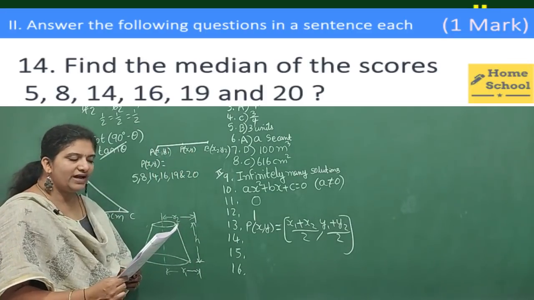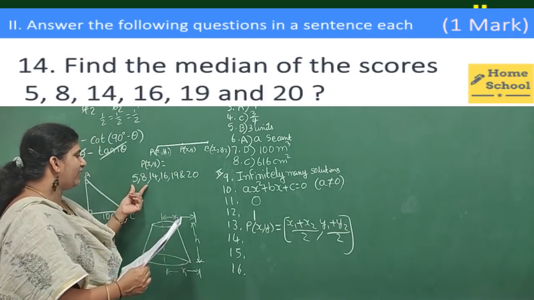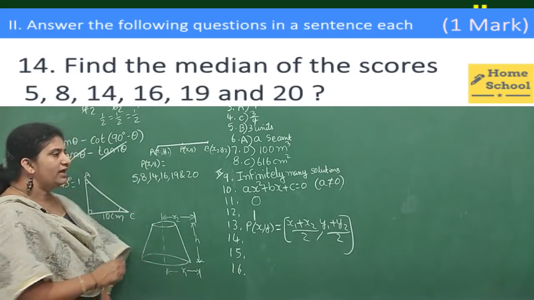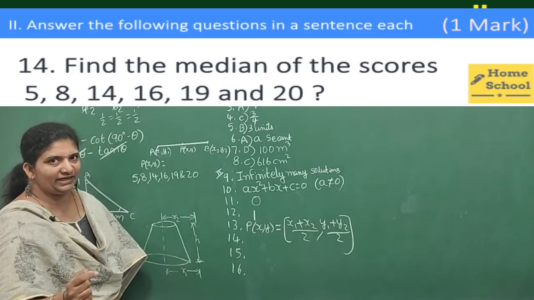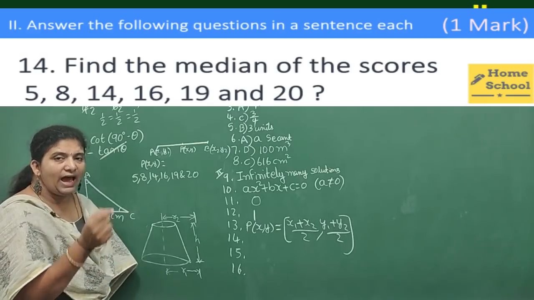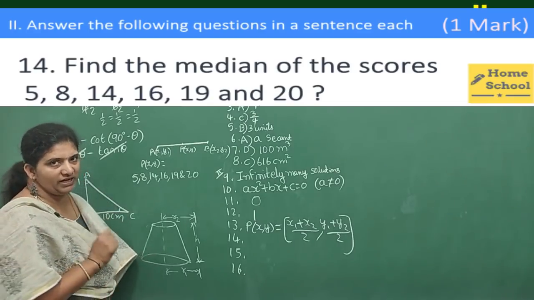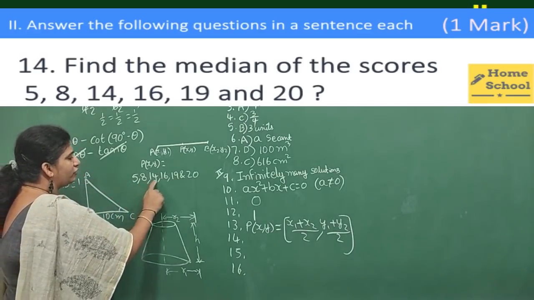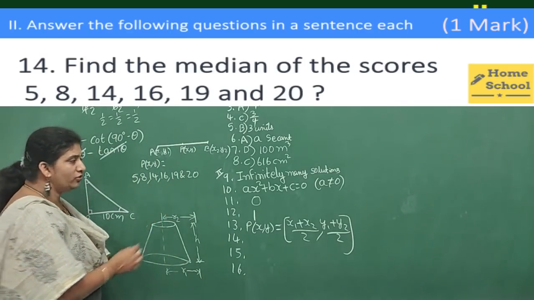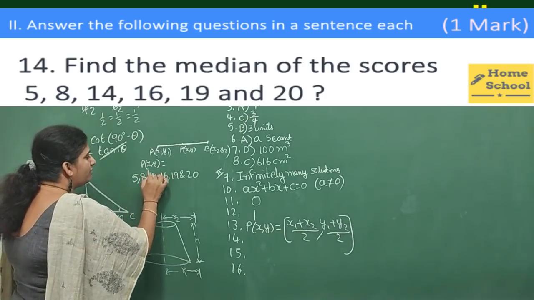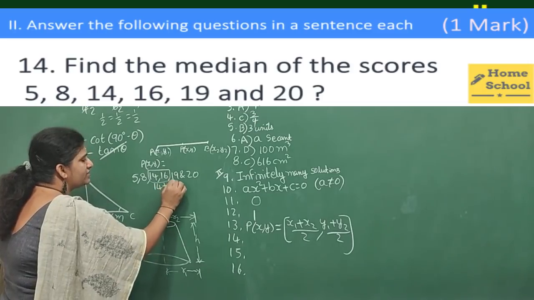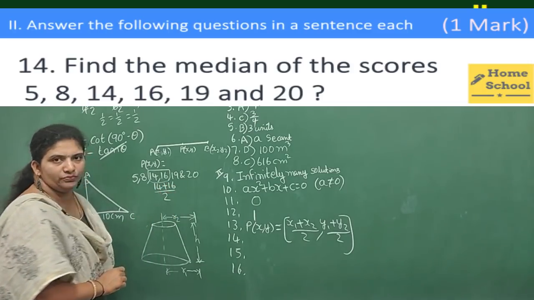14th problem. Find the median of these scores: 5, 8, 14, 16, 19 and 20. We need to find the median. This is an ungrouped data. In ungrouped data, we need to arrange the numbers in order and the middlemost score is called as the median. How many numbers are there? 1, 2, 3, 4, 5, 6. Even number you have. So what we need to do? Middle two numbers. What are the middle two numbers? 14, 16. Add these two numbers. 14 plus 16 by 2 you do.